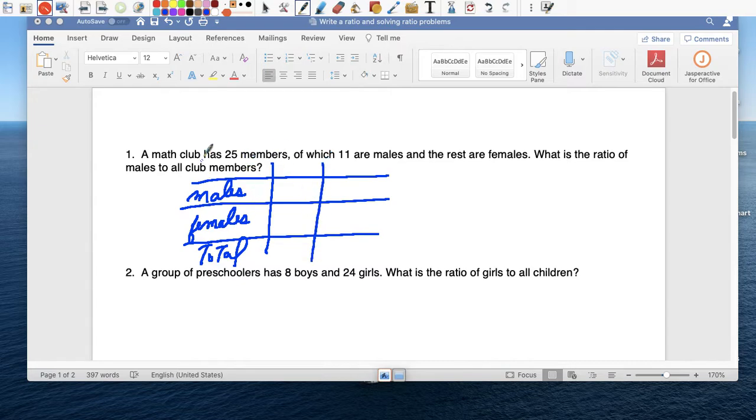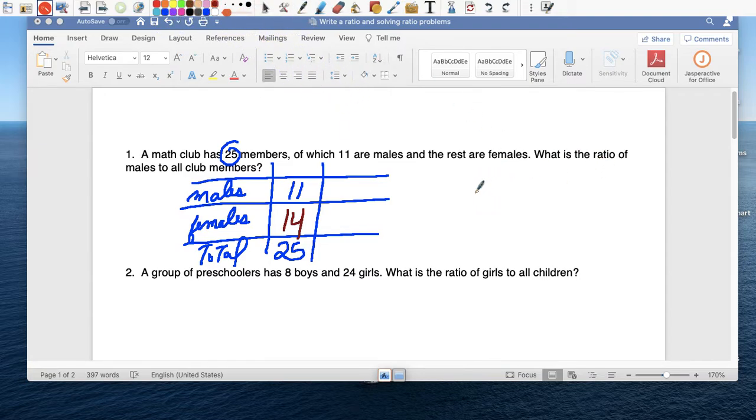So we know that there are 25 people in the club. So I put it here. 11 are males. So how many are females? 11 are boys, the rest are girls. So we do 25 minus 11. So the rest is 14. So we have 14 girls. We don't have to do anything else in this problem, okay? Because the question is not saying what happens when there's like 50 males, how many females there are, or anything. Just saying write a ratio.